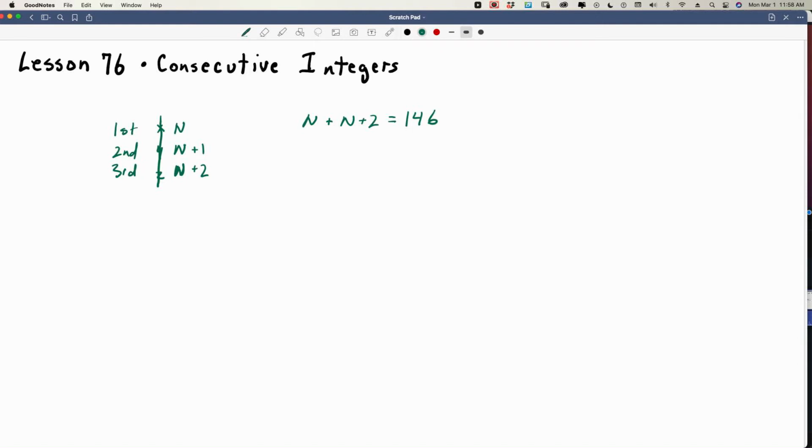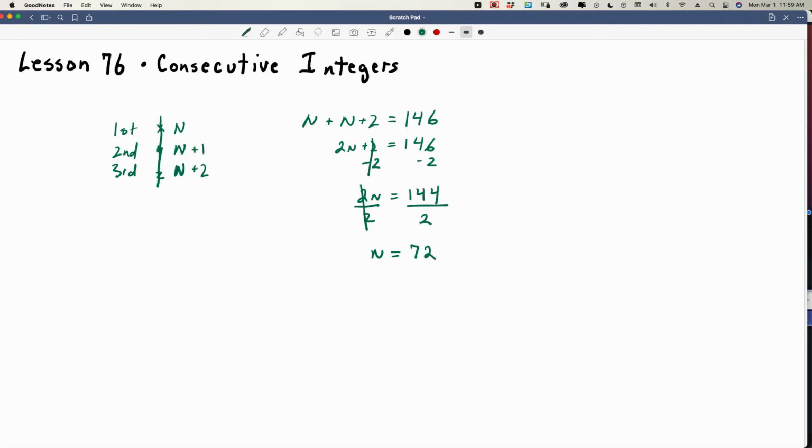So we can combine like terms and have 2n plus 2. Then we can subtract 2 to get rid of that 2. That ends up being, this cancels, 2n equals 144. Now we divide by 2 on both sides, and I can cancel that, and I can look here and say 140 divided by 2 is going to be 70, with 4 divided by 2 is going to be 2. So n is 72.